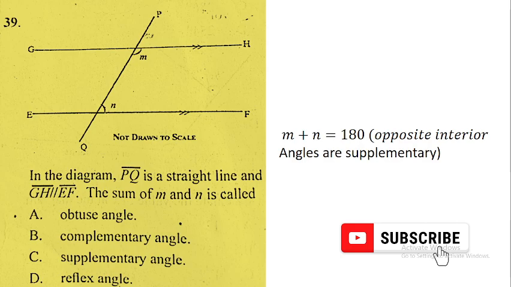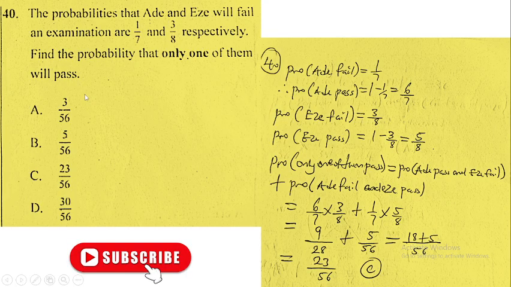Now question number 40 is the next question, and it is on probability as well. The probability that Ade and Eze will fail an examination is 1/7 and 3/8 respectively. Find the probability that only one of them will pass. If the probability that Ade fails is 1/7, then the probability that Ade will pass is 1 minus 1/7, and that gives us 6/7, because probability of failure plus probability of success is equal to 1.